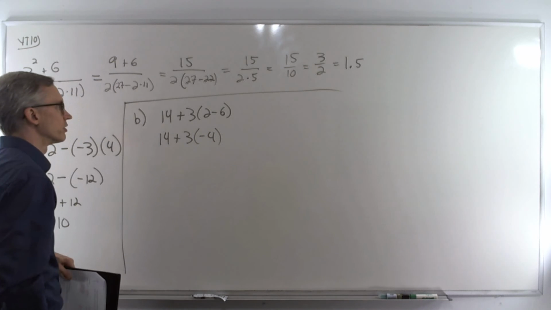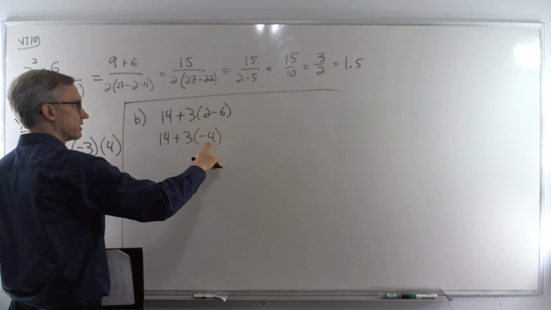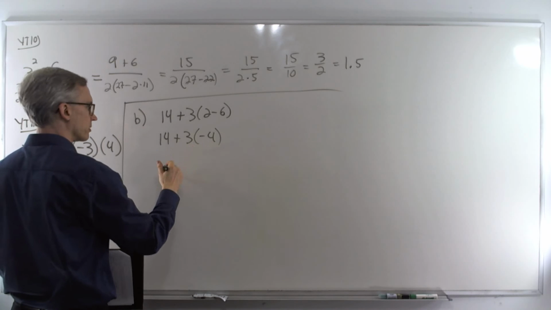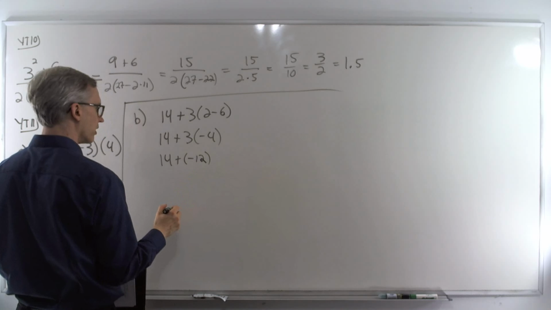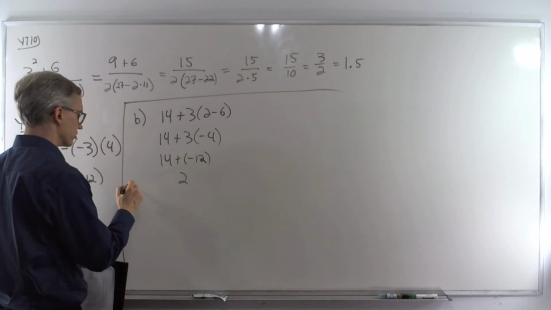All right, first thing we're going to do is inside the parentheses, evaluate that to get negative 4. Next up is multiplication. So that's negative 12. 14 plus negative 12 is 2. So 2 for B.